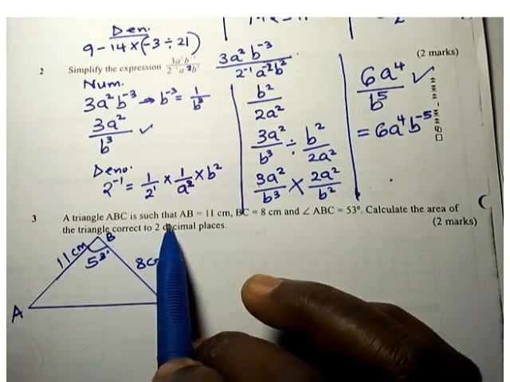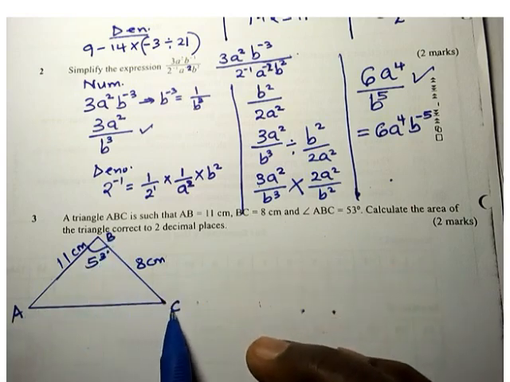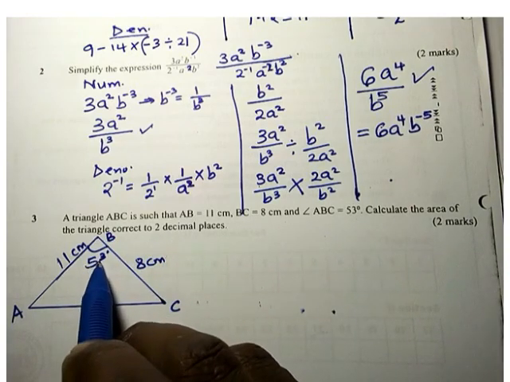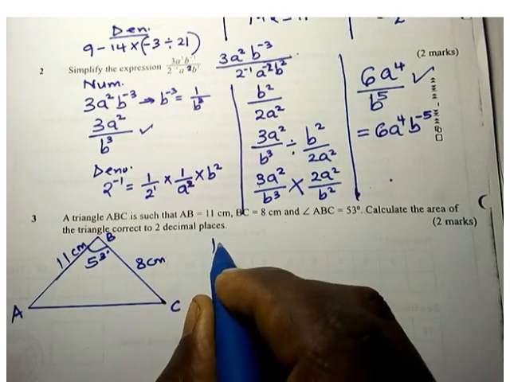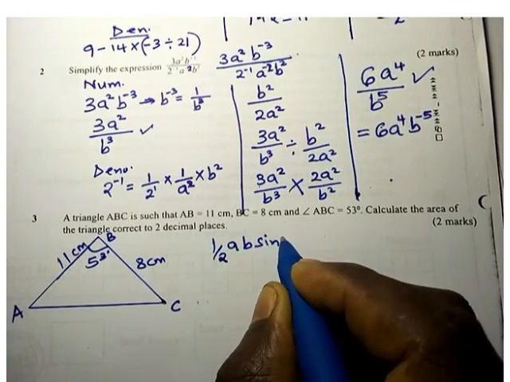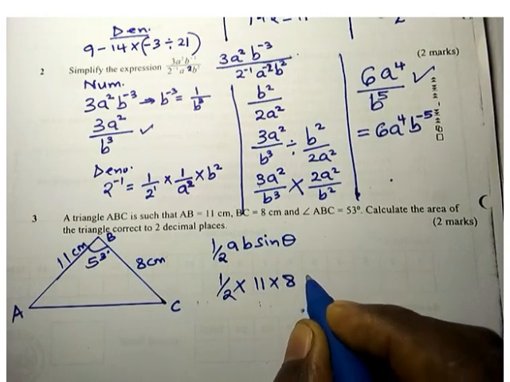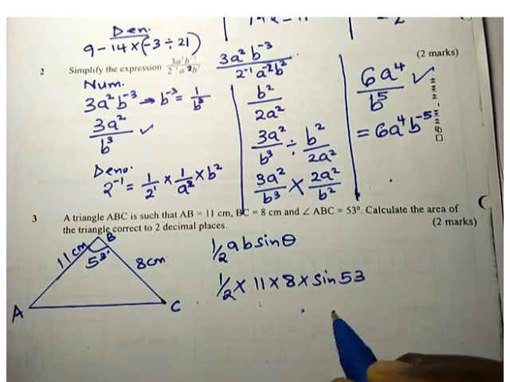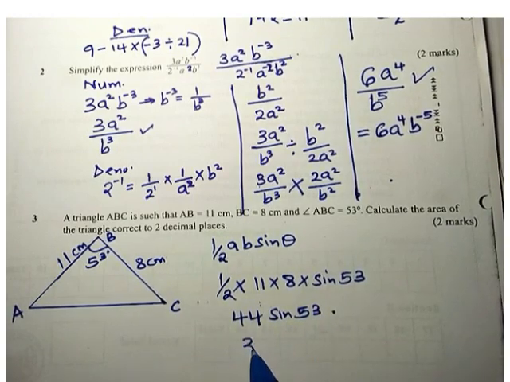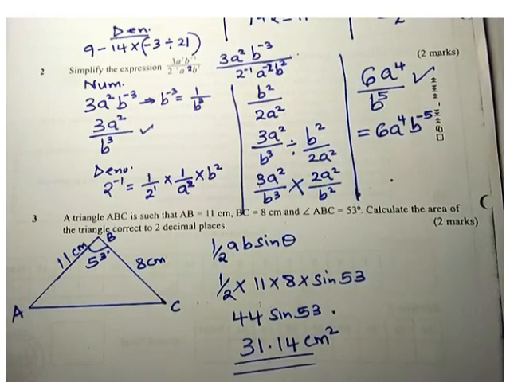A triangle ABC is such that AB is 11, BC is 8 centimeters, and angle ABC is 53. Calculate the area of the triangle correct to 2 decimal places. We have one angle included and 2 sides, so we are going to use the formula half a times b sine theta. Now I have half times 11 times 8 times sine 53. This one is going to be 44 sine 53. And this one will give us 31.14 centimeters square to 2 decimal places.